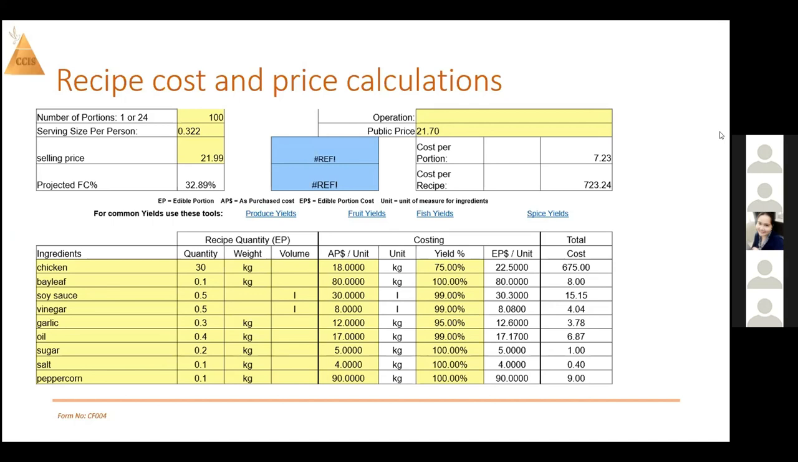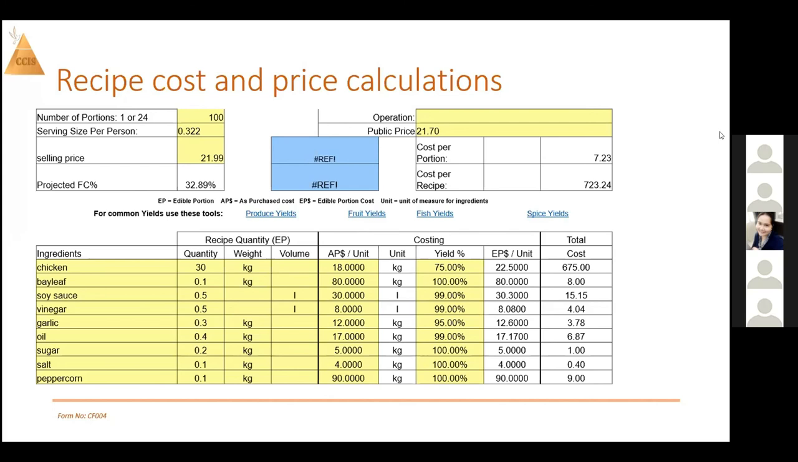Bay leaf, you buy as it is, you use it as you said, it's 100. Now, soy sauce, vinegar, and oil, usually there's going to be a small amount of the actual liquid stuck in the bottle. So you're not going to get 100% always. So there you could put 99% your yield percentage. Garlic, that's 95%, because you lose about 5% in trimmings, okay?